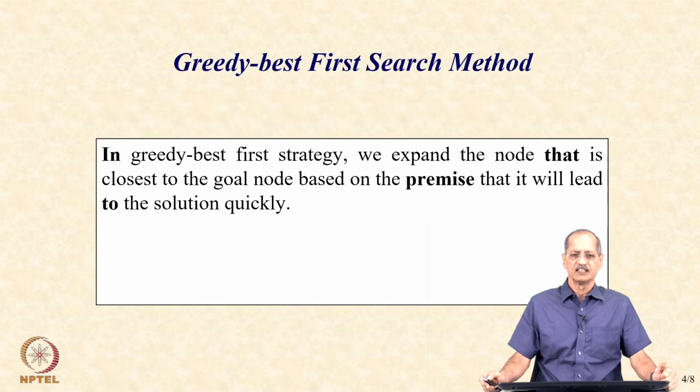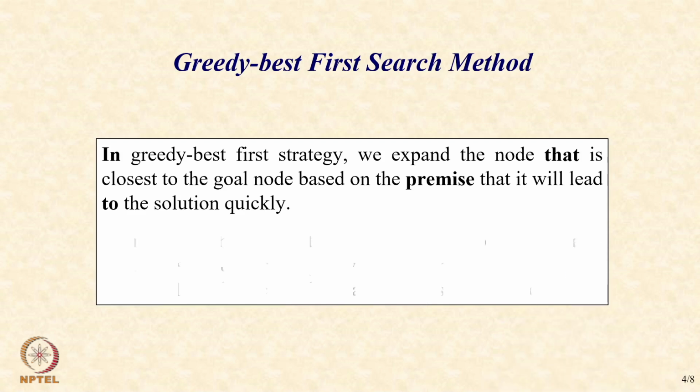So, there is now an alternative which is called the greedy best first search method. Now, in the greedy best first, we expand the node that is closest to the goal node based on the premise that it will lead to the solution quickly. Now, if you look at the previous one, it was based on the minimum cost, but now we are saying that the node which is the closest to the goal node will be chosen to expand.